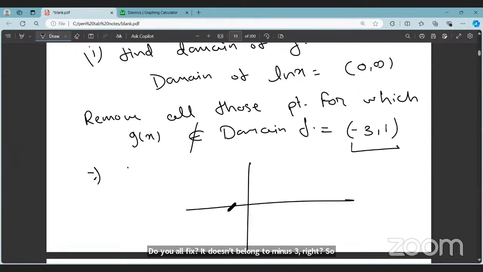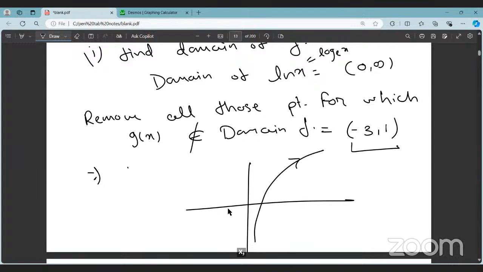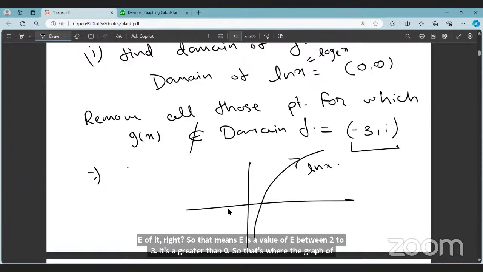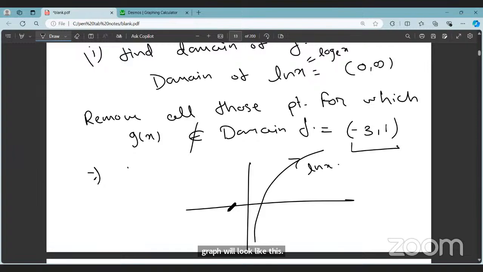So this is ln of x. ln of x means log base e of x, right? The value of e is between 2 and 3, and it's greater than 0, so that's why the graph will look like this. It's the graph of ln. Now we want to find all those values of x for which ln of x lies in this interval, minus 3 to 1, right? So this is minus 3, suppose, and this is 1.